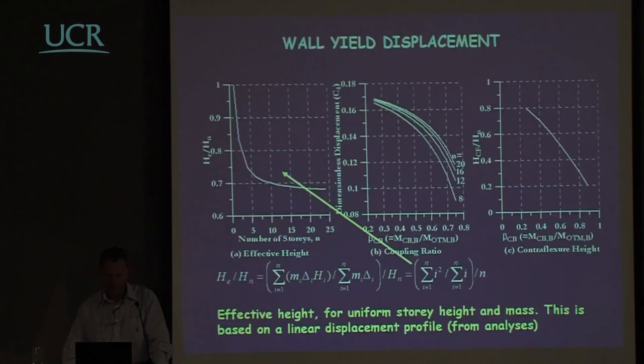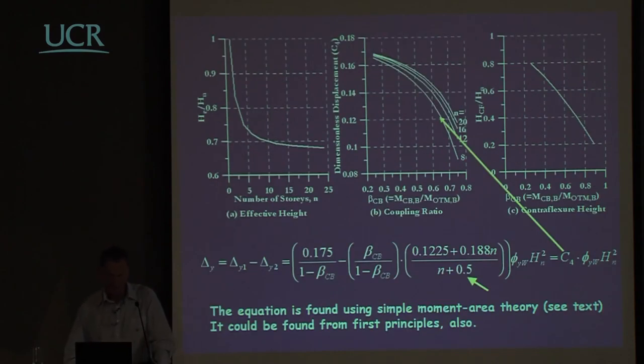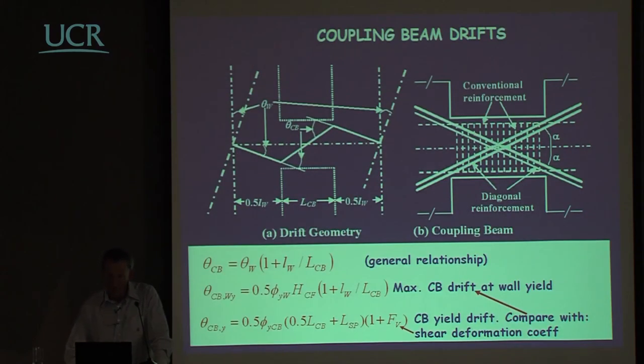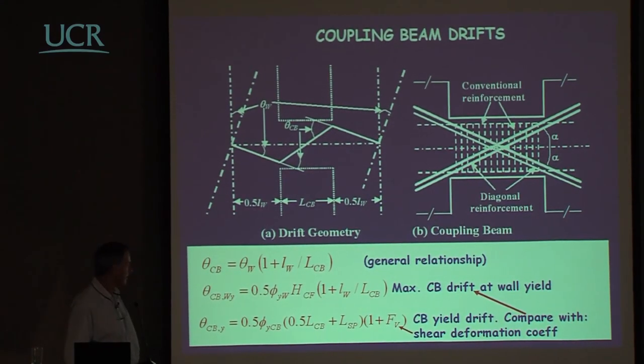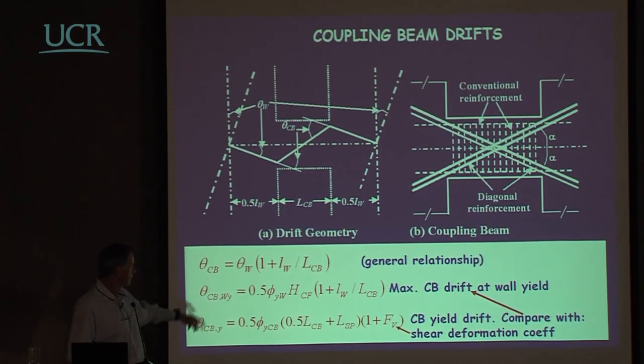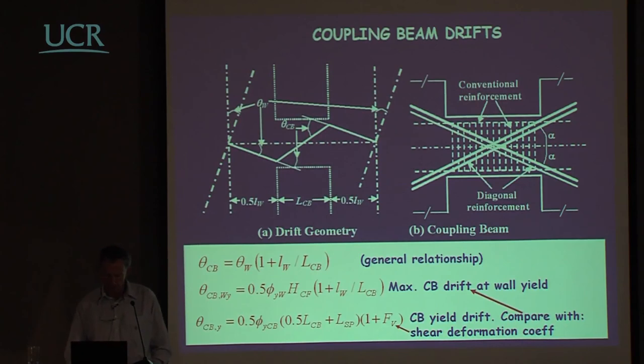So looking at that, we have an expression there which is shown for the effective height and then graphed. We have an expression here for the displacement in a simple sense, just C4, which is given by this graph here, times the yield curvature at the base of the wall, which we know from the walls, times the full height of the wall squared, and then also the expression here for the height of the contraflexure point, noting that the drift will be a maximum at this location. We've already mentioned that the ratio of the coupling beam drift to the wall drift at any location is dependent on the geometry itself. And as a consequence, we can look at what the relation for the coupling beam drift would be when we get to the yield drift of the wall itself from the expression that we have there.